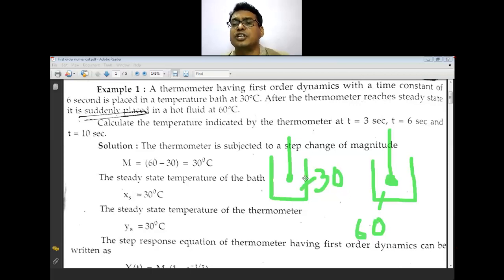Here the temperature is 60 degrees Celsius. Initially the temperature is 30 degrees Celsius. But what is the change we have to observe? The output expected is 60 degrees, but initially it is 30 degrees.